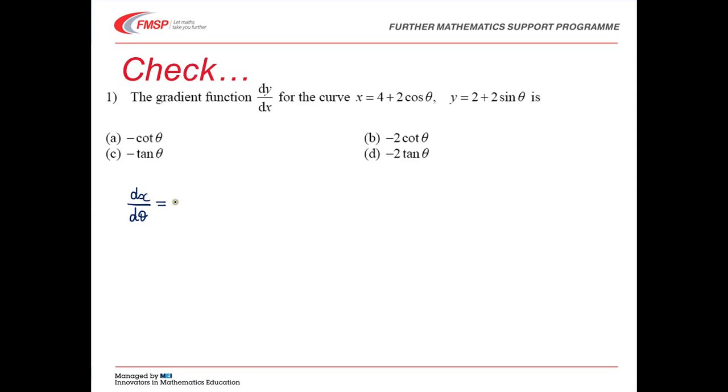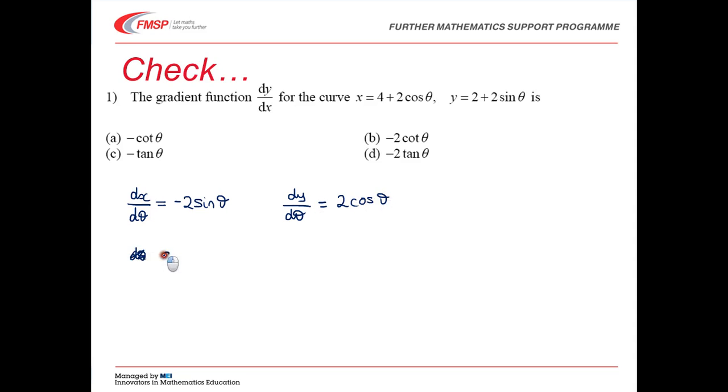Differentiating x with respect to theta, the 4 disappears and 2 cos theta becomes minus 2 sin theta. Differentiate y with respect to theta, the 2 goes to 0, and differentiate 2 sin theta, and I get 2 cos theta.